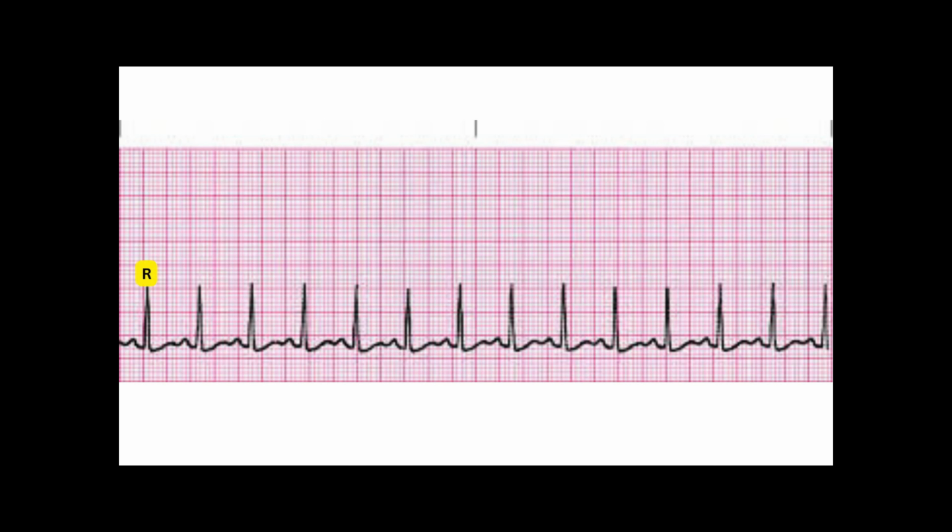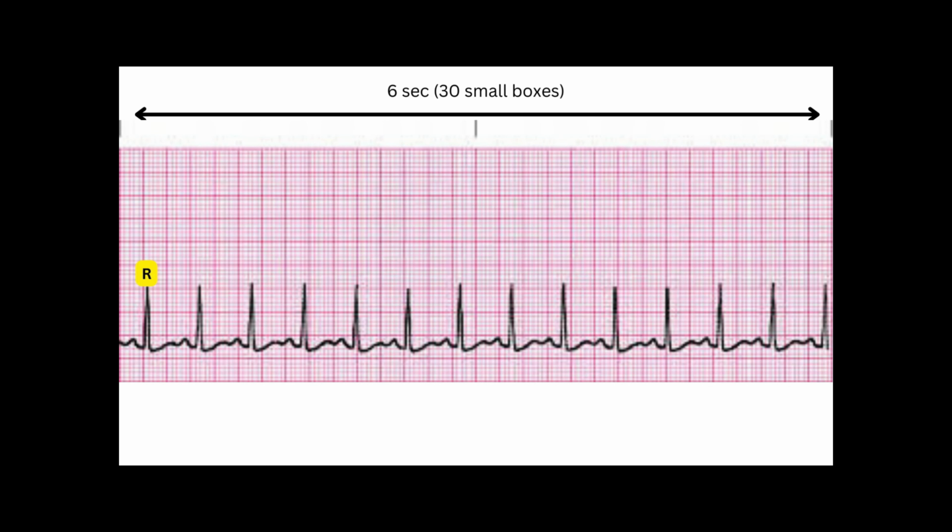Start by recognizing the R waves within the 6-second interval. Tally up the total number and then multiply by 10. In this example, there are 14 R waves within 6 seconds, resulting in a BPM of 140.